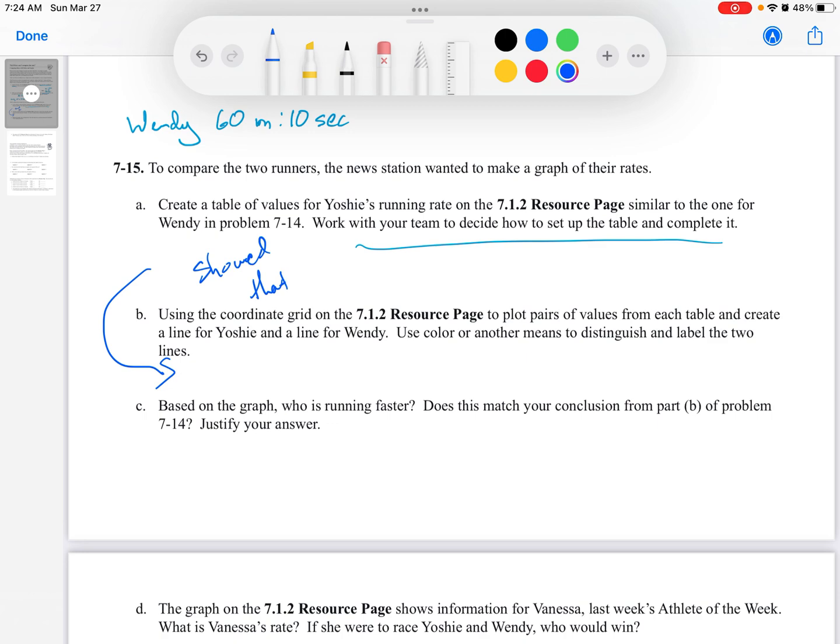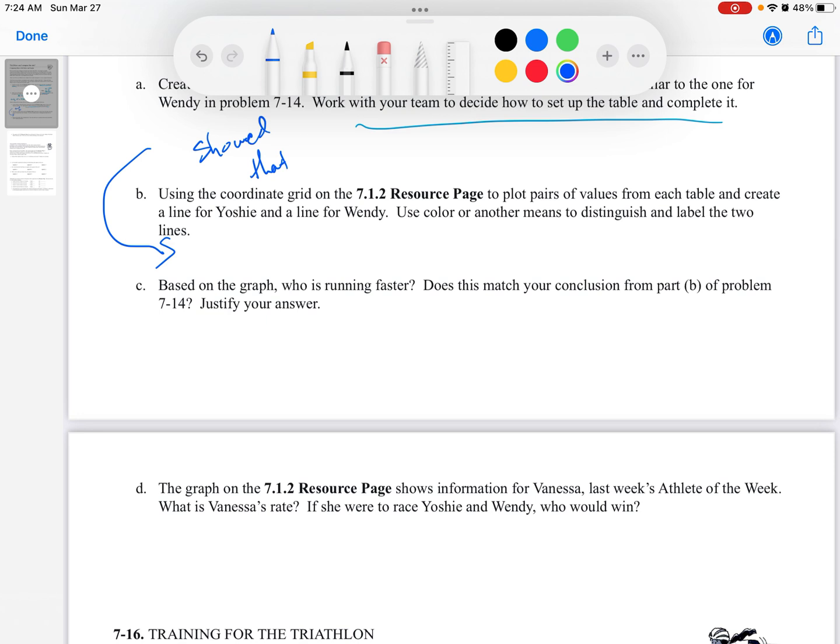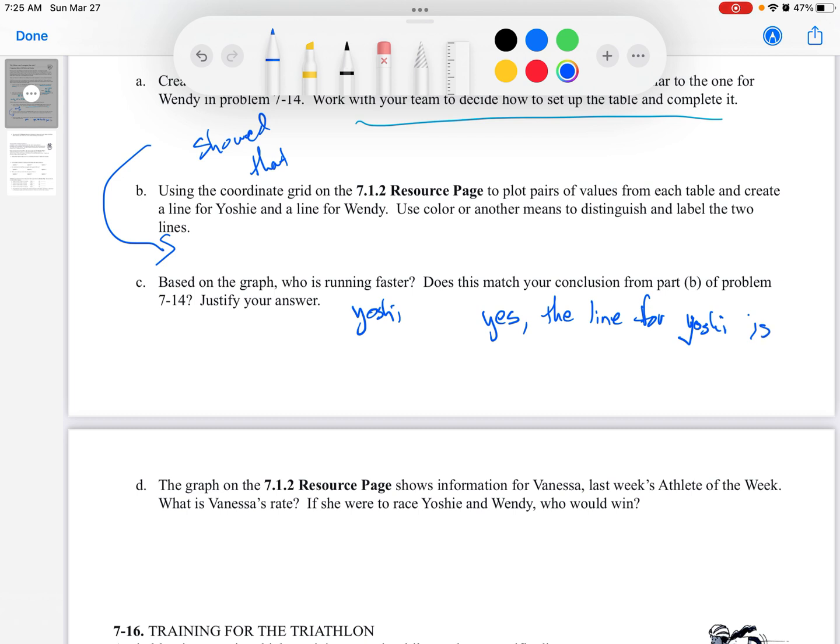Based on the graph, who's running faster? Does this match your conclusion? Yeah. Well, Yoshi, right? Yoshi's faster. We could see that because Yoshi's just a little bit ahead of Wendy. Does it match the conclusion? Yes, it does. What's the justification? The line for Yoshi is steeper, really, right? Isn't it a little bit steeper than Wendy's?